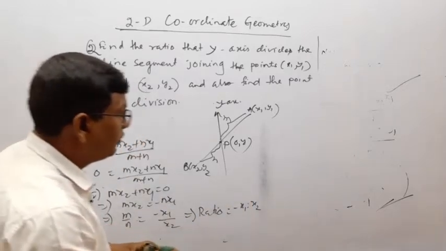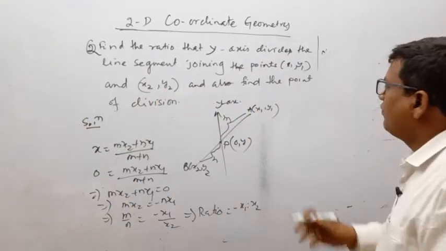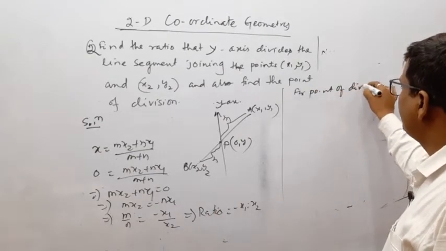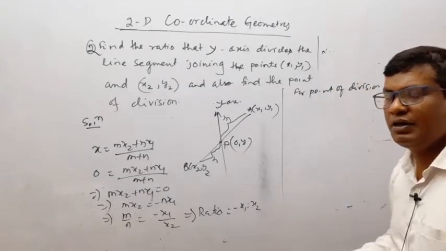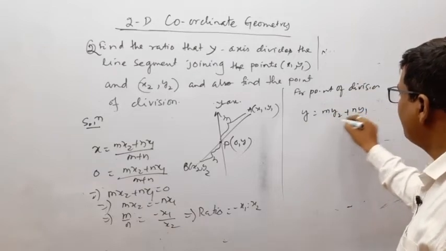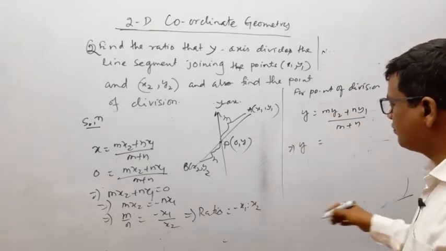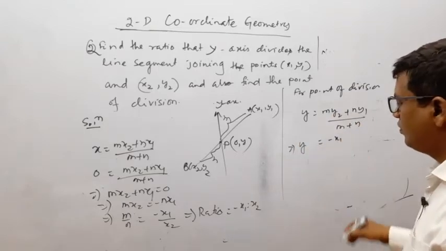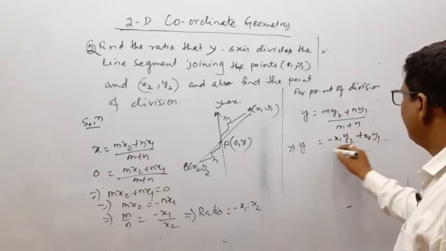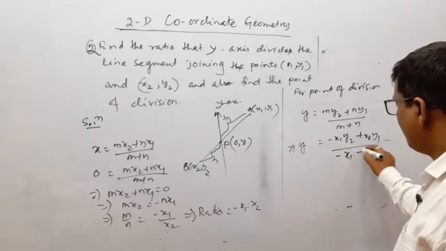Therefore the ratio is minus x1 is to x2. Now for the point of division, what happens here? That is the y coordinate. y is equal to (m y2 + n y1) divided by (m + n). So y is equal to m means minus x1 into y2, n means x2 into y1, divided by minus x1 plus x2.